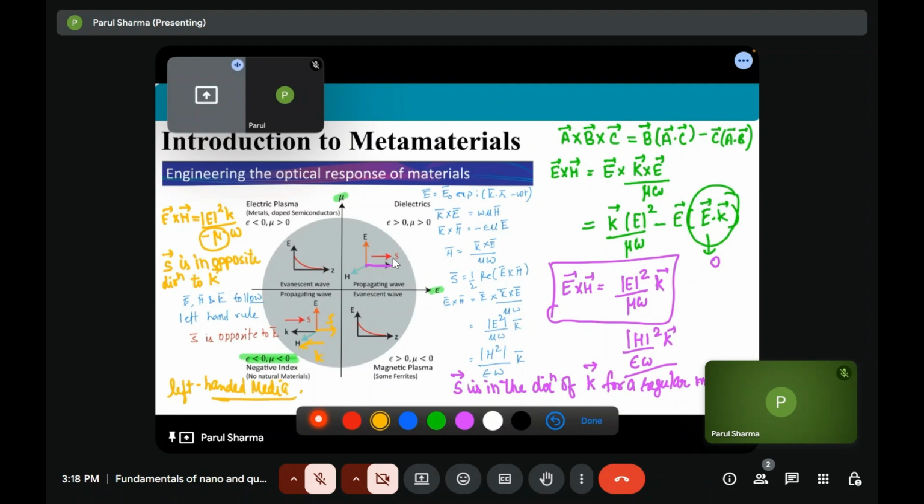So now we can say that the fundamental way in which the electromagnetic energy propagates is changed, and that has tremendous applications. So what are the negative index materials? This was first proposed by Professor David Smith at Duke.